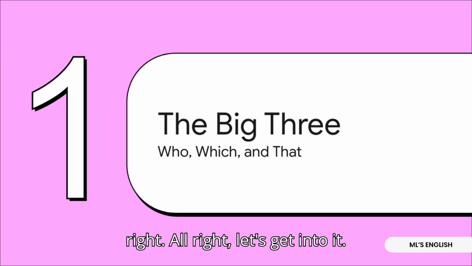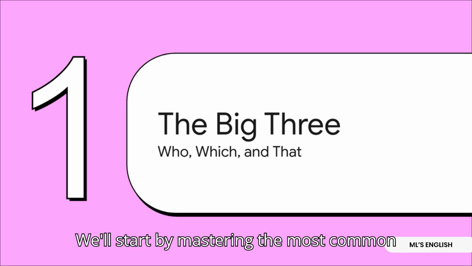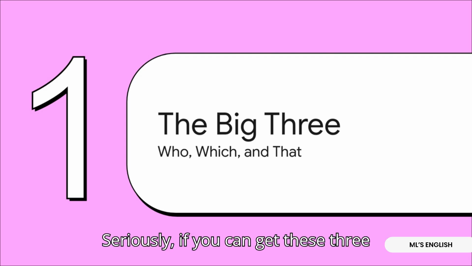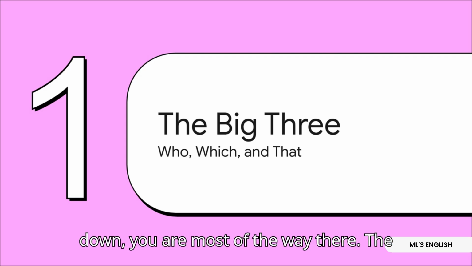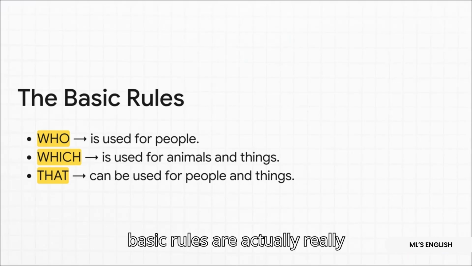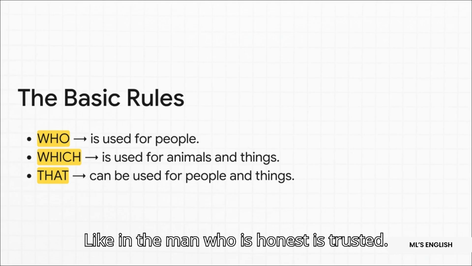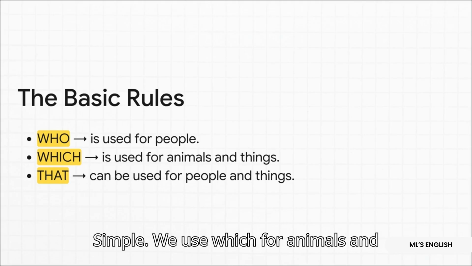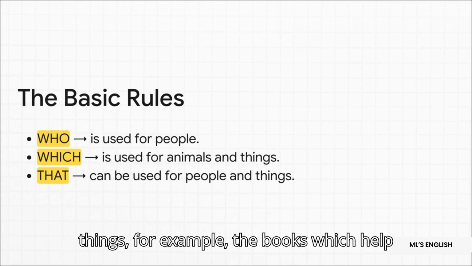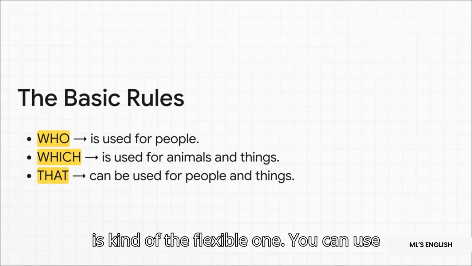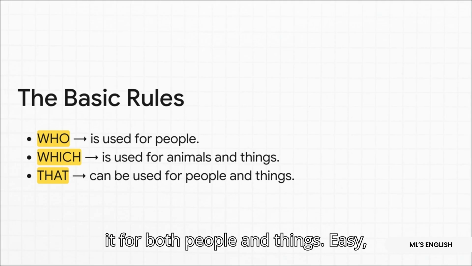All right, let's get into it. We'll start by mastering the most common pronouns out there: who, which, and that. Seriously, if you can get these three down, you are most of the way there. The basic rules are actually really straightforward. We use who for people, like in, the man who is honest is trusted. Simple. We use which for animals and things. For example, the books which help you most. And then we have that, which is kind of the flexible one. You can use it for both people and things.